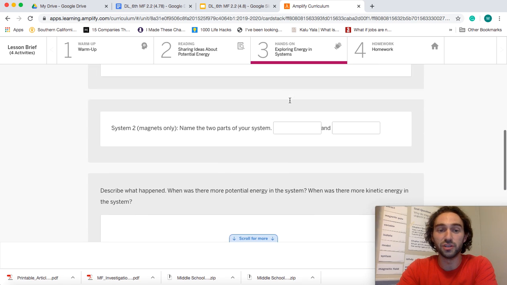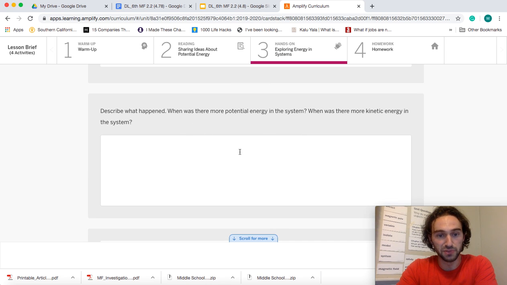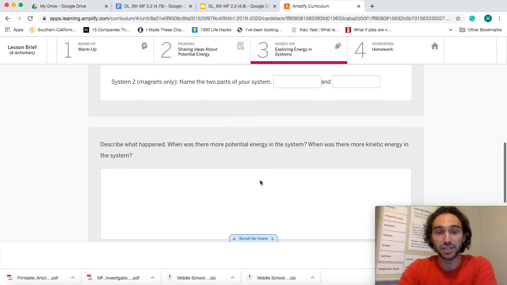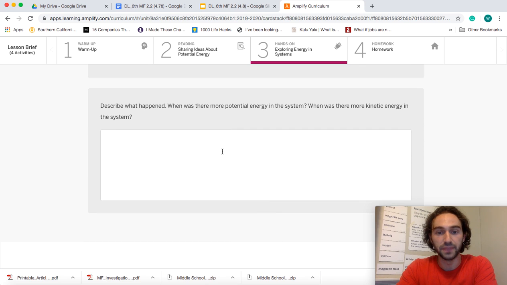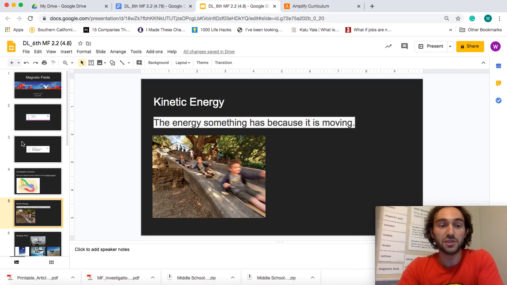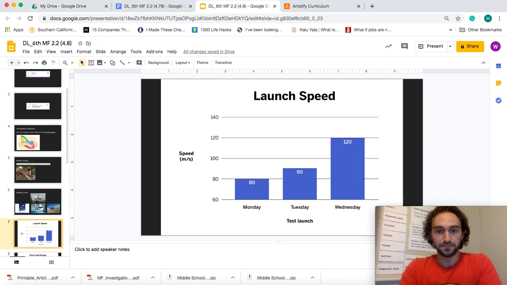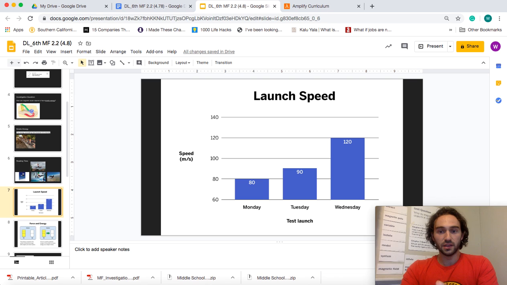Okay, so by now you should have picked one of those 3 examples from the beginning. You should have talked about attracting magnets here and repelling magnets here in system 3. What's great is we're going to jump into our PowerPoint. I want to help you give some context as to what's going on. As we think about our problem so far, what we're seeing is there's an increase of speed.